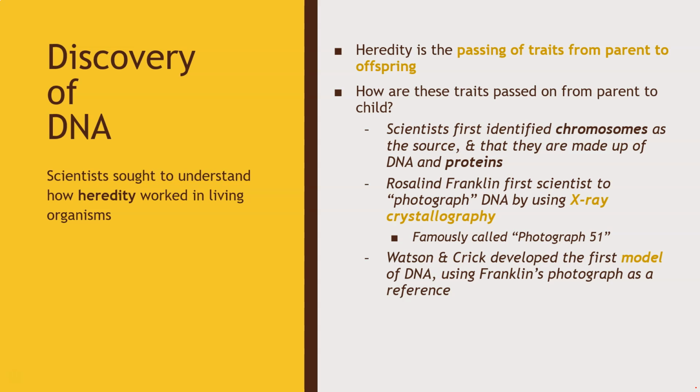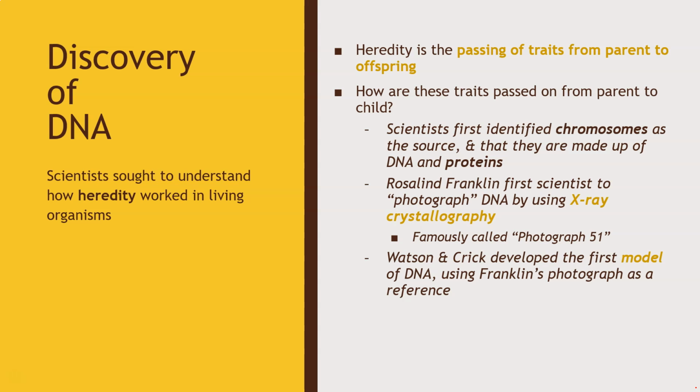Scientists were trying to understand how heredity worked in living organisms. In other words, how were traits passed from parent to offspring? Which is what heredity is. So scientists first identified chromosomes as the source of the traits being passed from parent to child, and eventually figured out that they were made up of DNA and proteins. Yet no one was able to really identify what DNA looked like.